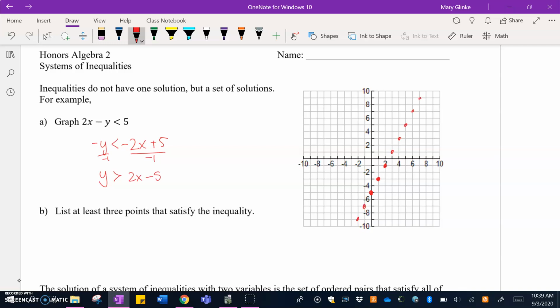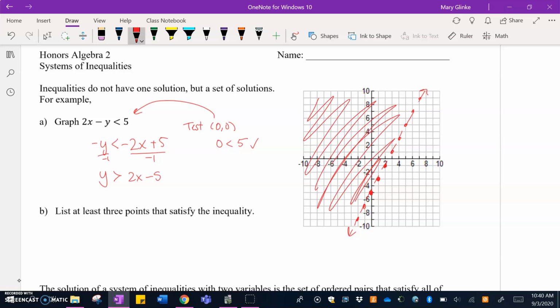And this line is going to be a dotted or dashed line because it's just greater than and not equal to at all. So to figure out which side, we're going to go ahead and test a point. We're going to test 0, 0. I'm going to test it back in my original inequality, and that way if I forgot to switch my sign, I'll still be able to shade the right side. So if I plug in 0, 0, I get 0 is less than 5. That is a true statement, which means I shade the half with 0, 0.